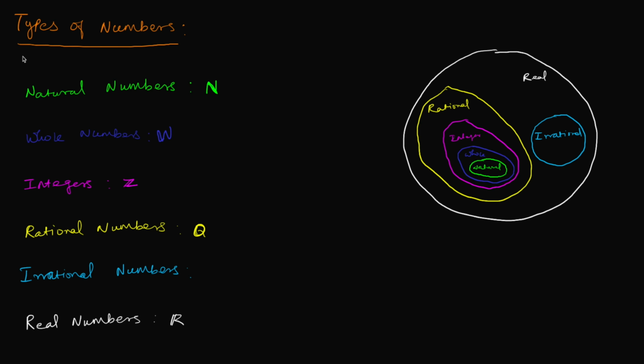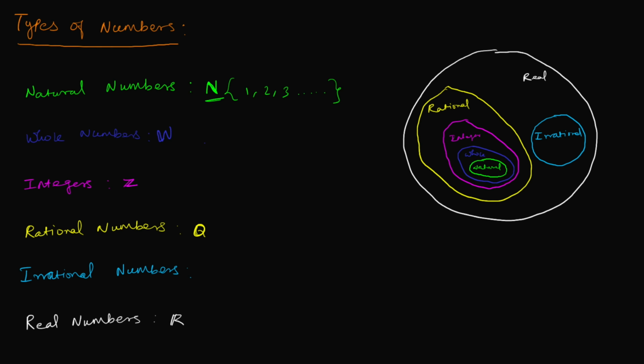So the numbers from 1, 2, 3, and so on are called natural numbers because we use these numbers every day to count things. And the symbol we use to represent natural numbers is this big bold letter N.